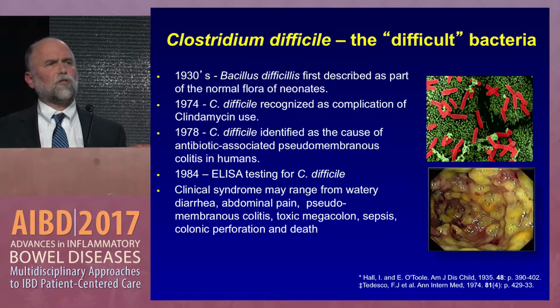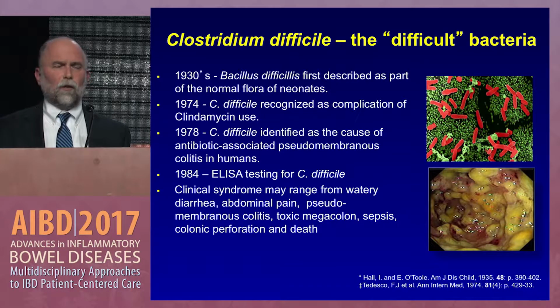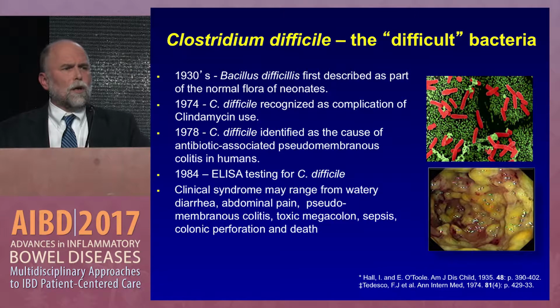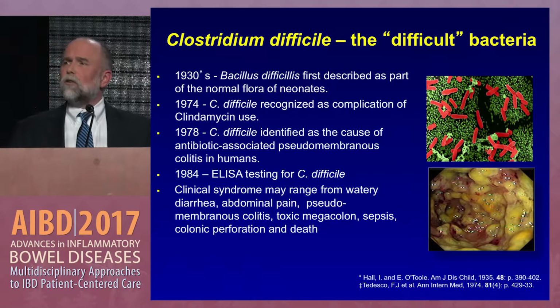C. diff was, again, part of our normal flora until antibiotics showed up. And antibiotics will actually have an impact on our microbiome. Obviously, it's going to lead to a disruption of our normal flora. And the association with pathology emerges in the 1970s with pseudomembranous colitis. ELISA testing, the ability to actually make a diagnosis of C. diff, shows up in 1984.